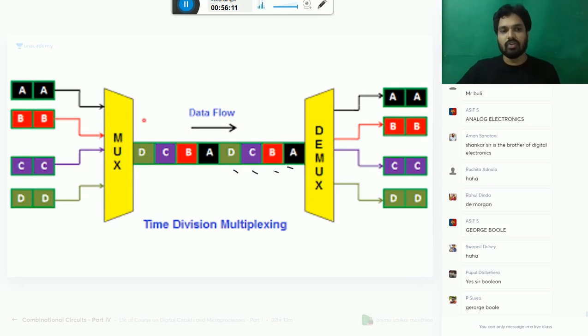You have the four inputs. So first I will make some rotating switch here. First I will connect to A, then B, then C, then D, then again A, B, C, D. At the receiving end, I will use one circuit called a demultiplexer, which will do exactly the reverse.